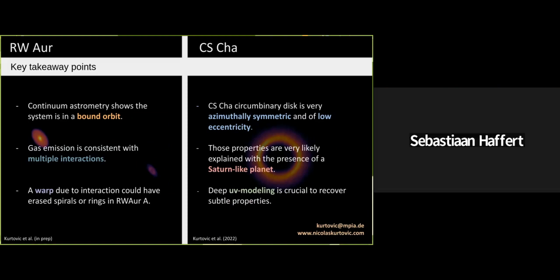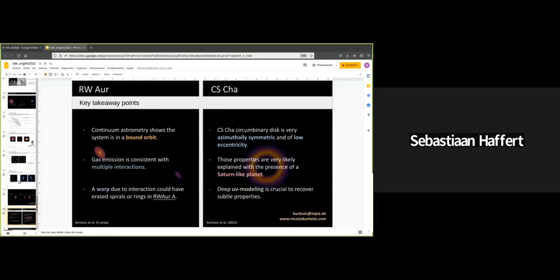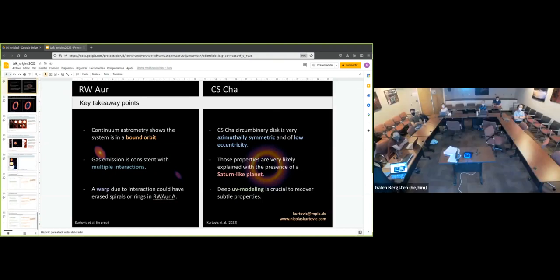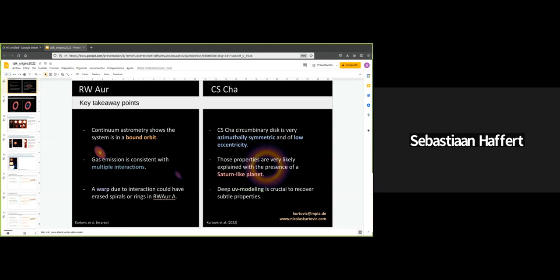I have a question about the CS Cha system. You're saying that the properties are explained by the presence of a Saturn-like planet. However, the CS Cha system is a triple system, right? I mean, it's a binary system, but there's another star at about 1.3 arcseconds that's orbiting around. Can that also explain the structure?